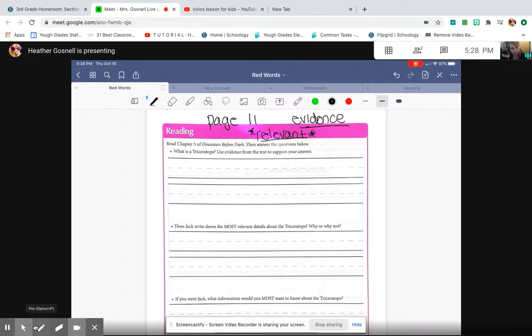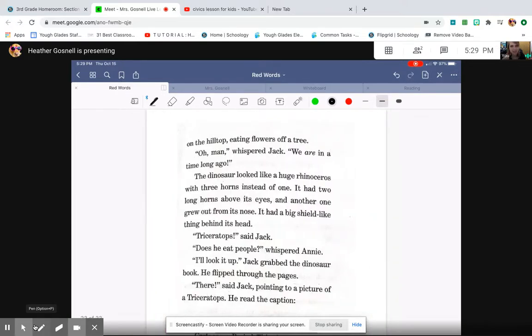So in Chapter 5, Annie and Jack had a close encounter with a triceratops, and we learned some things about the triceratops. And that's what our first question is asking. What is a triceratops? We have to use evidence from our text to support our answer. That means we have to actually use what is in our text. What did our text say a triceratops was?